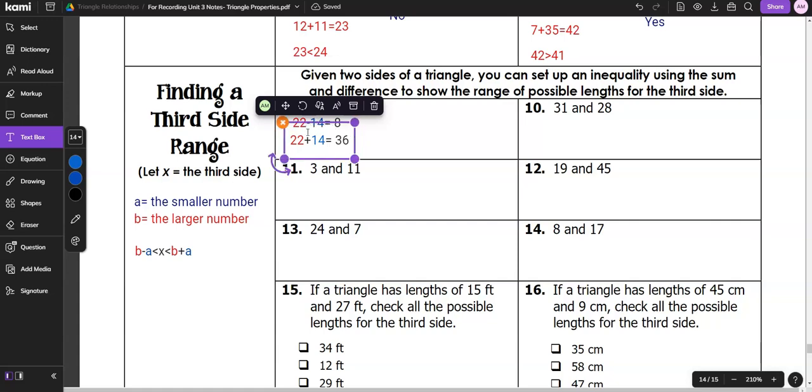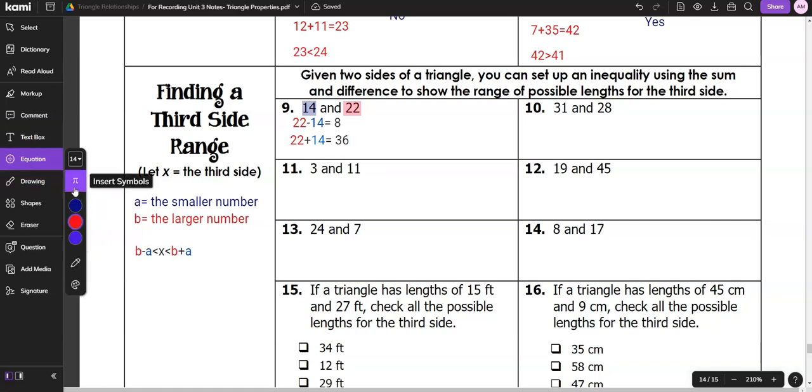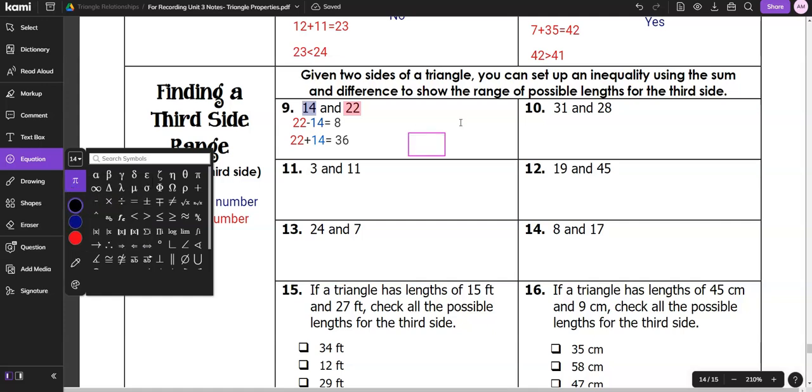And then if I take 8 and 14, add them together, I get 22. And so the third side has to be bigger than 8. So let's go ahead and represent that as an inequality. And I'm going to say 8 is less than X is less than 36.